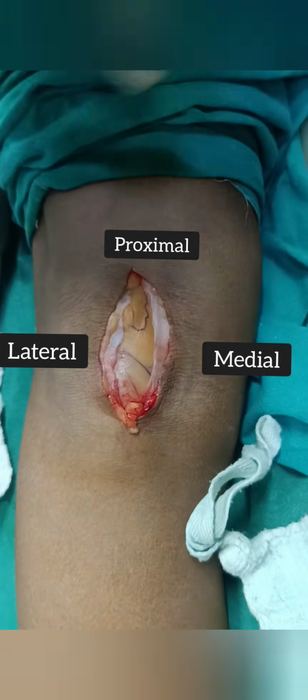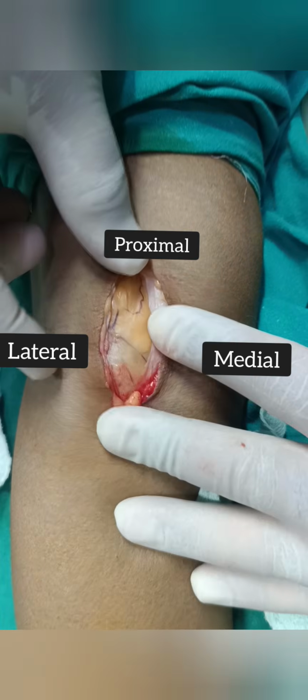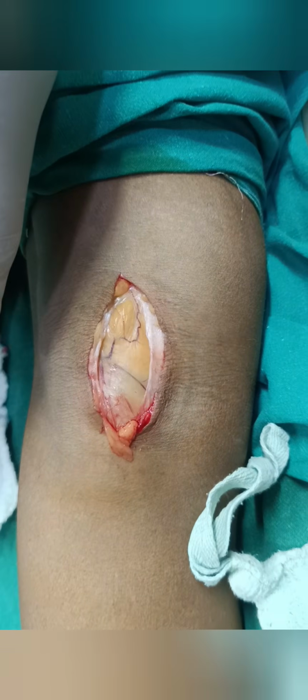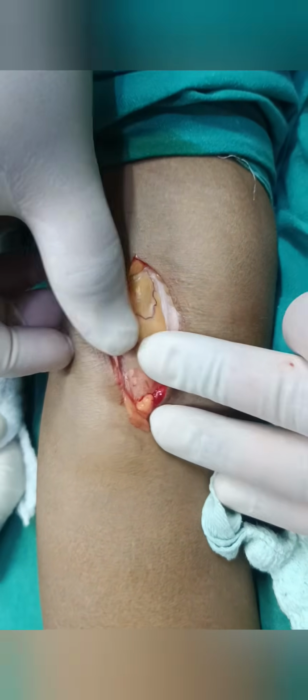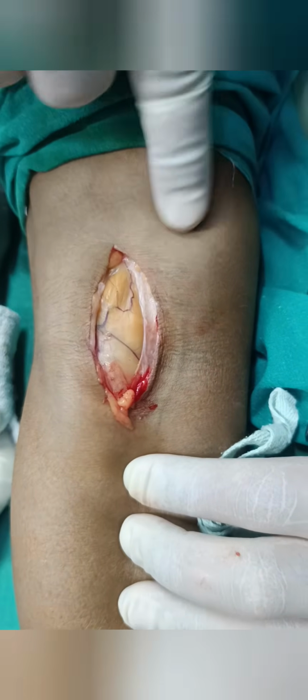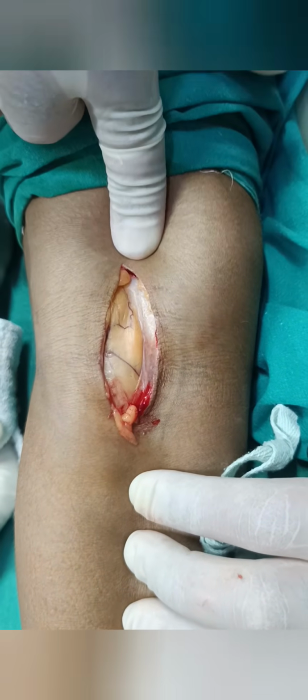So this is a case of a young lady who is having a large Baker cyst over the popliteal area. Her primary pathology was always intra-articular. So she had a partial ACL tear, due to which the intra-articular extension has come out to form the Baker cyst. Usually Baker cyst is between medial head of gastrocnemius and the semimembranosus, semitendinosus.